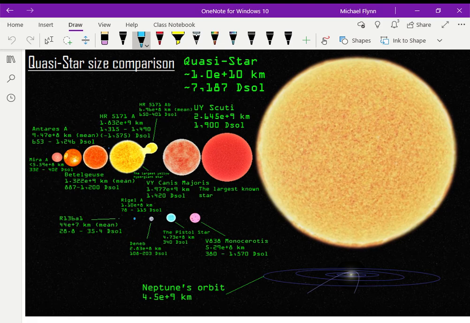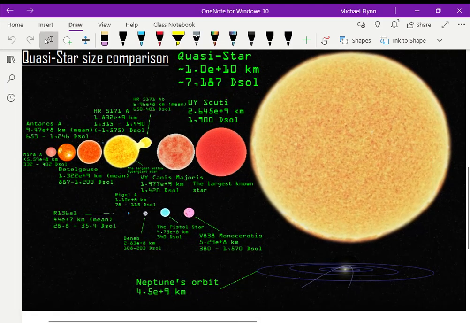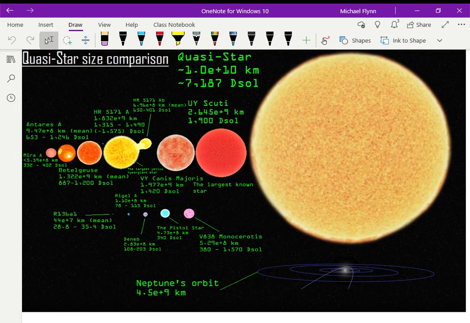I'll use blue. Our sun is down, whoops, what am I meant to do? It doesn't think I have a pen. Our sun's down there. Okay, so that's where our sun is. Now, if you look at how small it is, relatively speaking, it looks like a tiny little dot. Well, yeah, that's what our sun is.